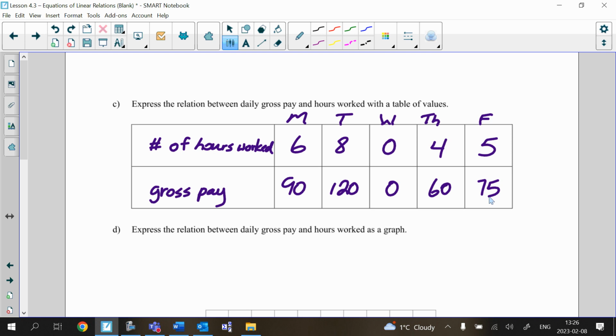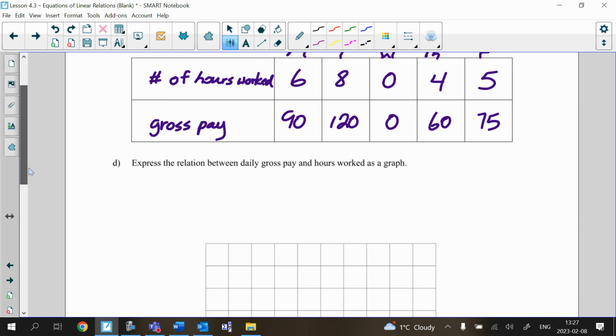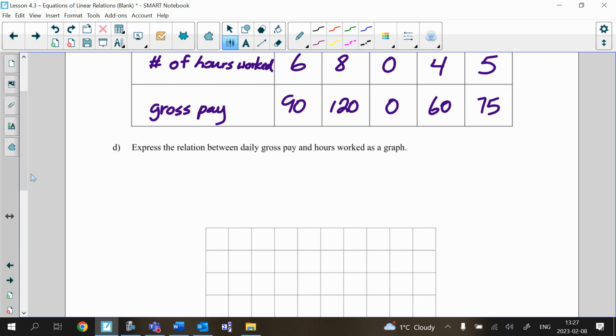And if we can use a table of values, that means we can graph it, which is another way to show a relation. But remember, we're talking about linear relations here. What are linear relations? As one variable goes up by some amount, the other variable goes up by a consistent amount as well. That's what it means. Or in other words, if you graph it, it forms a line. So as a graph, well, we want a title. So we'll just say gross pay versus hours worked.